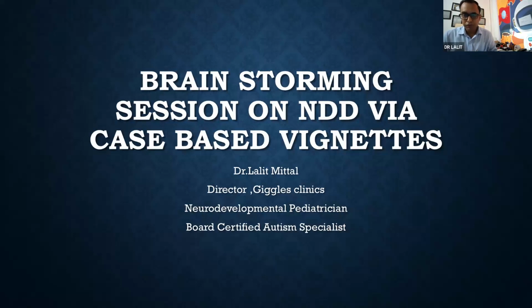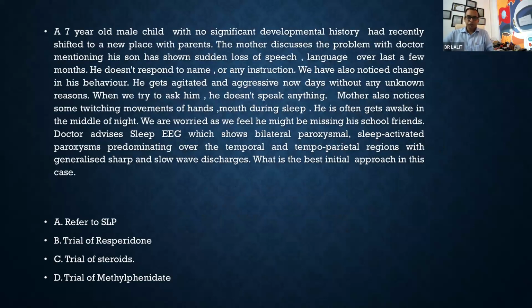I'll just begin with the first case scenario. A 7-year-old male child with no significant developmental history had recently shifted to a new place with parents. The mother discusses the problem with the doctor, mentioning his son has shown sudden loss of speech and language over the last few months. He doesn't respond to his name or any instruction. We have also noticed a change in his behavior. He gets agitated and aggressive nowadays without any known reason. When we try to ask him, he doesn't speak anything.